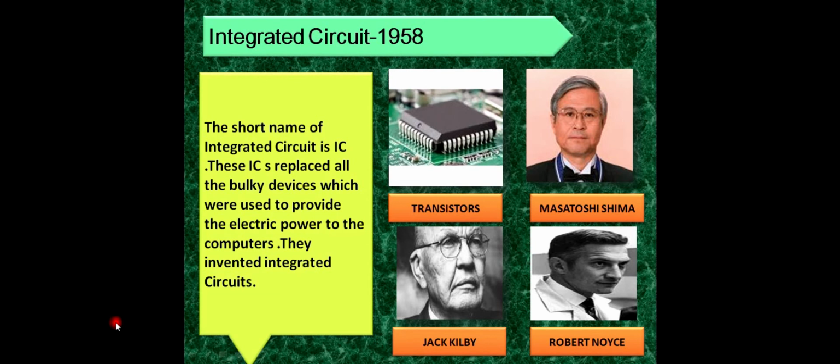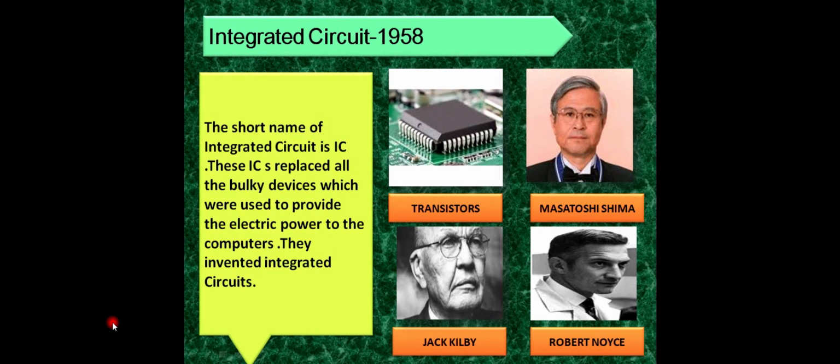These three persons invented the ICs, which was a great development in the computer system, because in early systems we were following the same method and same devices to operate our computer, to provide electricity and power to the computer. So ICs are the smallest and most efficient chip inside the system. It was invented in 1958.